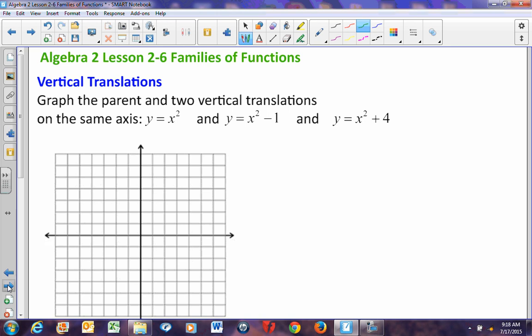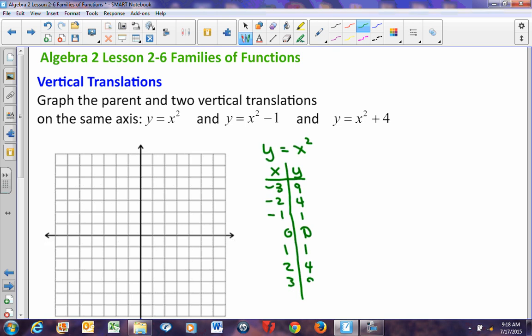Remember, we did one just like this just a minute ago when I had the y equals x squared here. We'll just put this down here. I'll do -3, so this would be -3 squared is 9, -2 is 4, -1 is 1, 0 is 0, 1 is 1, 2 is 4, and 3 is 9. Okay. We obviously can't graph all of those, so I'm just going to basically graph from -2 on.